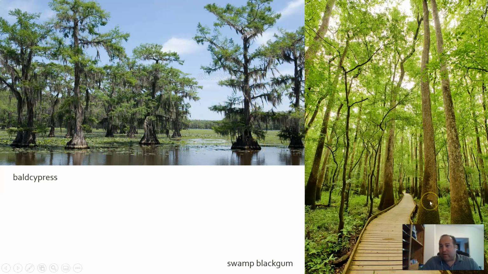Right here is swamp black gum, which you can see is a very similar looking tree because it grows in a very similar area. It's got the same buttressing, but it's a broadleaf tree, whereas looking over here, this is going to be a conifer tree.